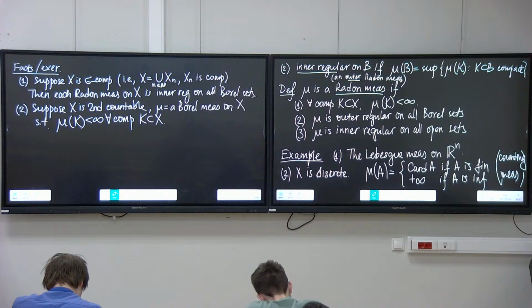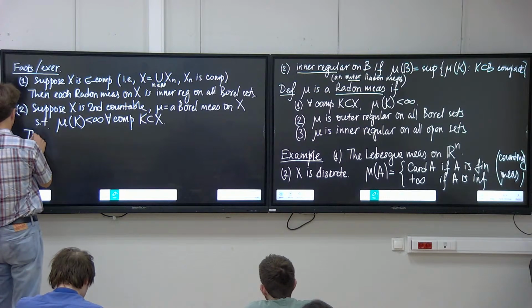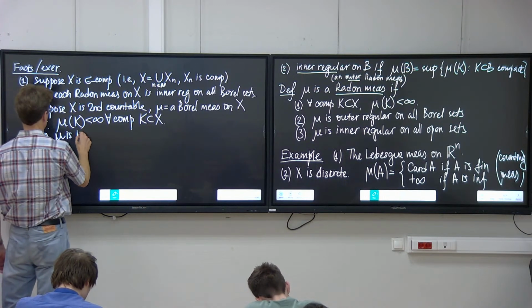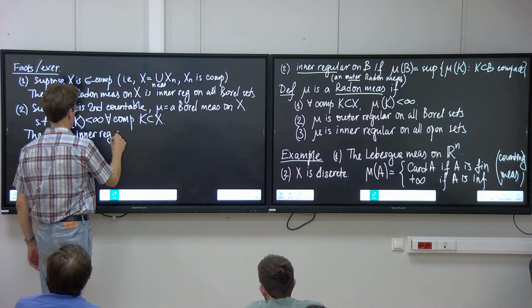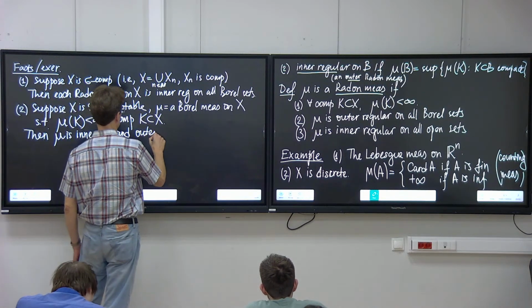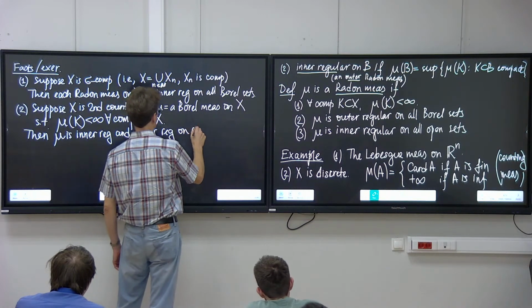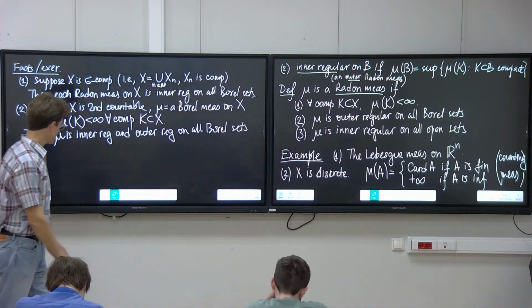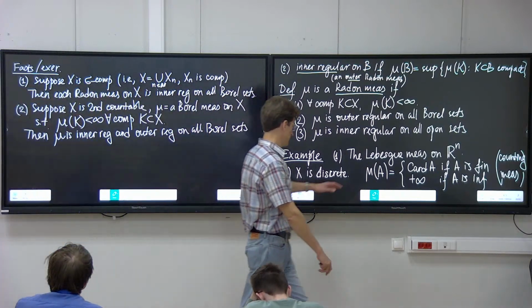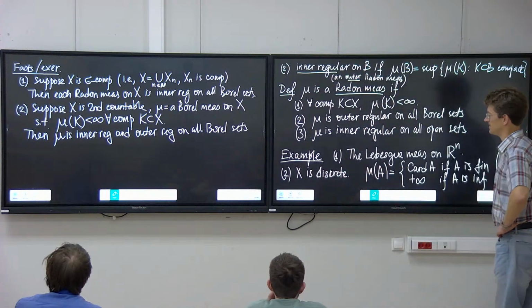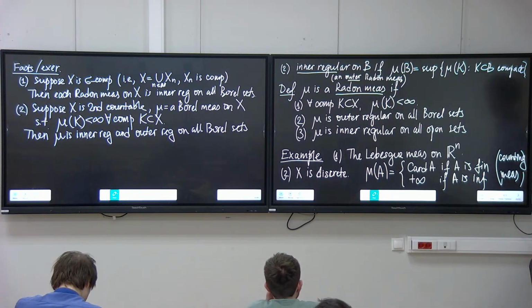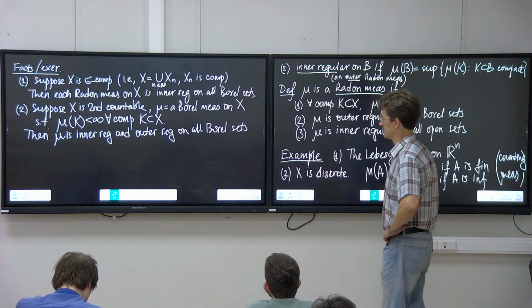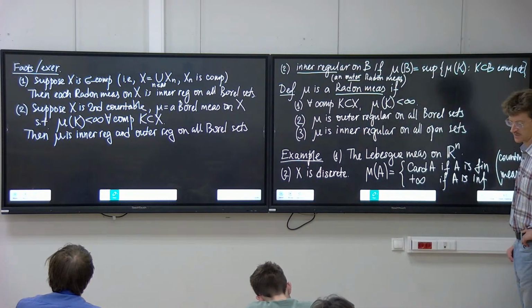Now this property alone already implies that mu is inner and outer regular on all Borel sets. So actually, coming back to the fact that the Lebesgue measure is inner and outer regular, we see that the only property of Rn which is essential here is that Rn is a locally compact Hausdorff space, which is second countable.